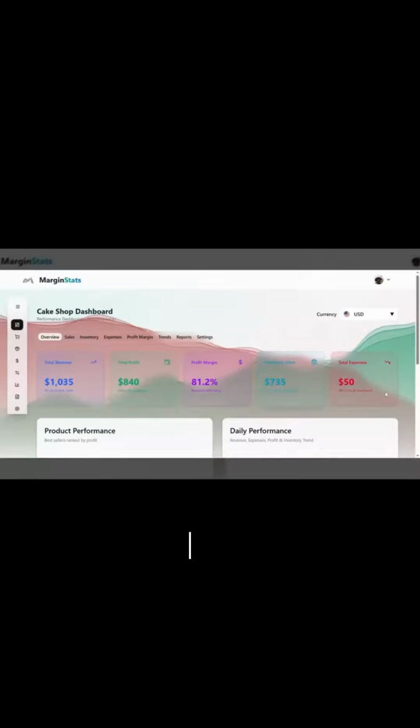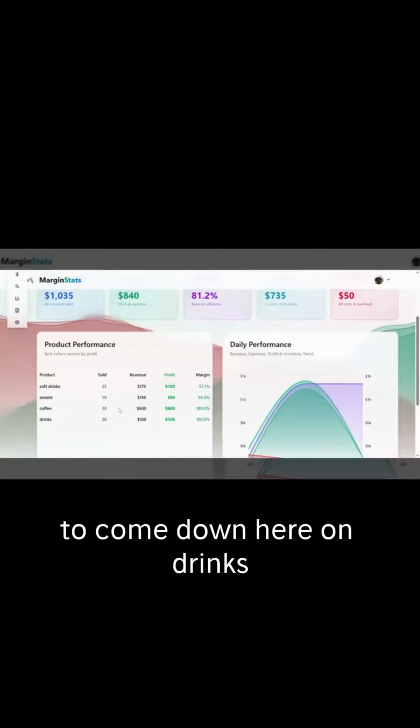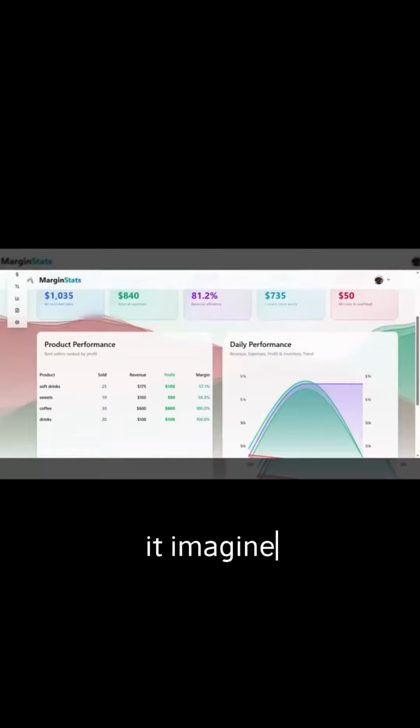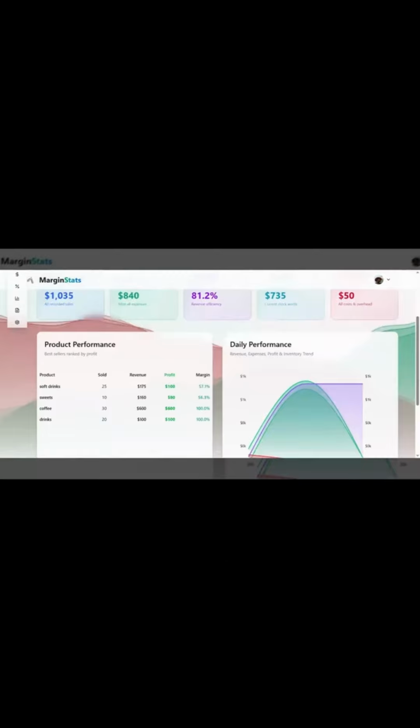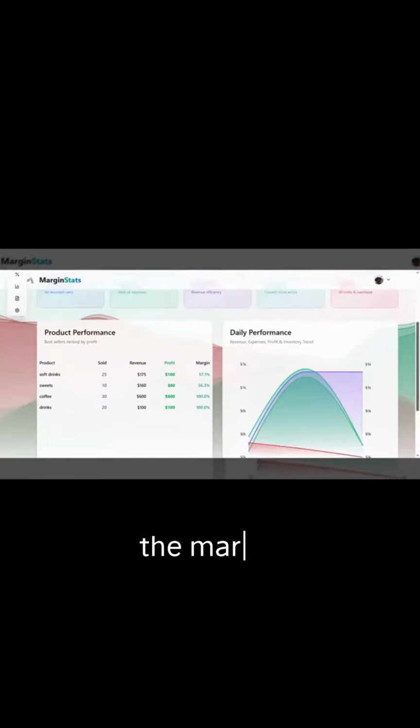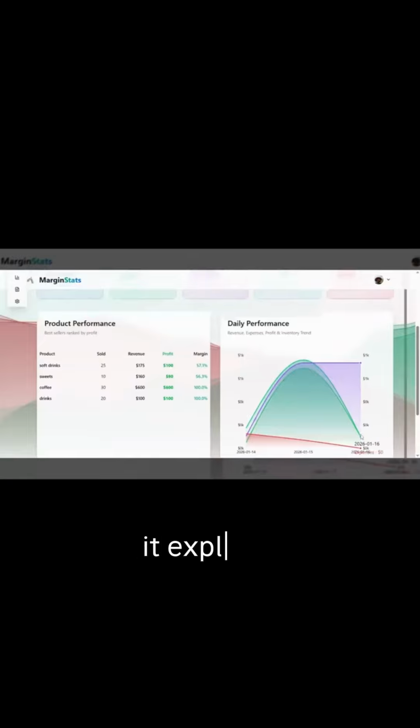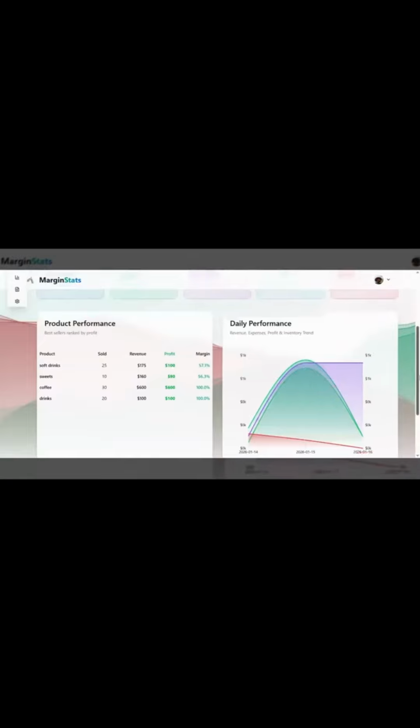Some things have changed here. You come down here on drinks, its margin is 100%, because there isn't any inventory to mark out the margin. So for us to see a difference in the margin, we have to put in inventory. So the graph has changed. On this particular date it's lower, so the graph has pivoted accordingly.